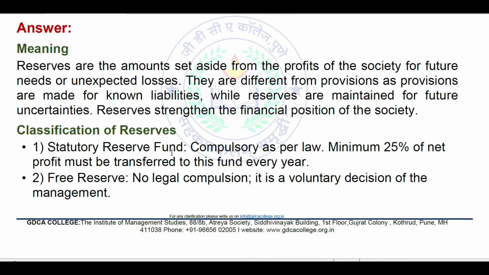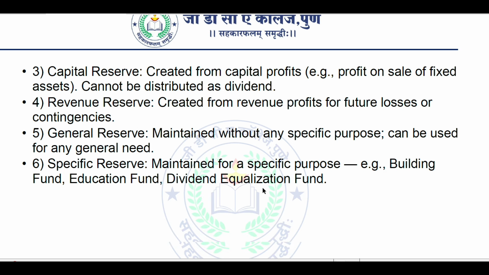Number 1, statutory reserve fund, compulsory as per law. A minimum of 25% of net profit must be transferred to this fund every year. Number 2, free reserve. There is no legal compulsion for this. It is a voluntary decision of the management.